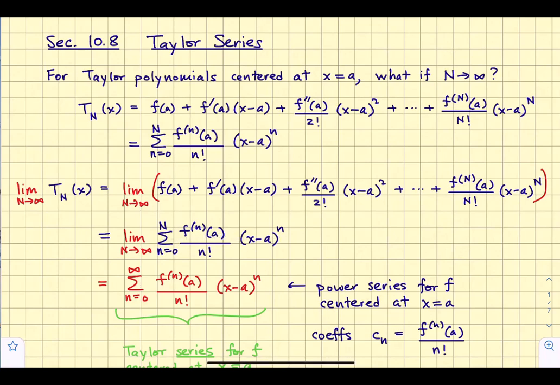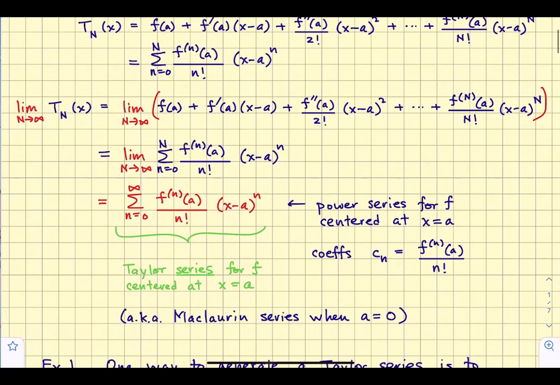And notice that this goes from a finite series to an infinite series. And also this infinite series that we have is actually a power series for the function f centered at x equals a. We can see the center of the series here and the coefficients of the series here. The coefficients c sub n are just the nth derivative of f evaluated at a over n factorial, and these are called the Taylor coefficients. This series is called a Taylor series for f centered at x equals a. And of course, we still call this a Maclaurin series when a happens to be 0.